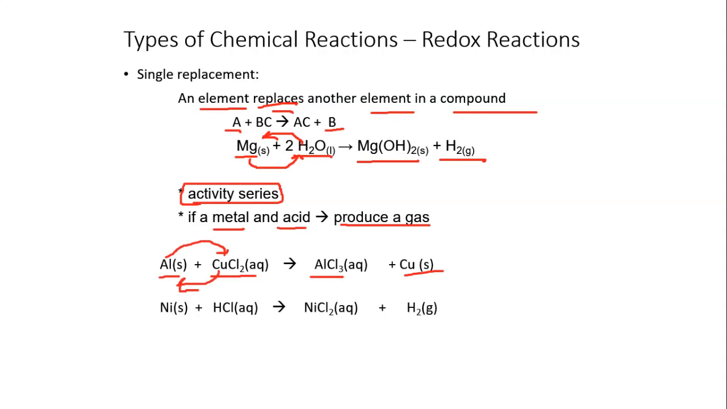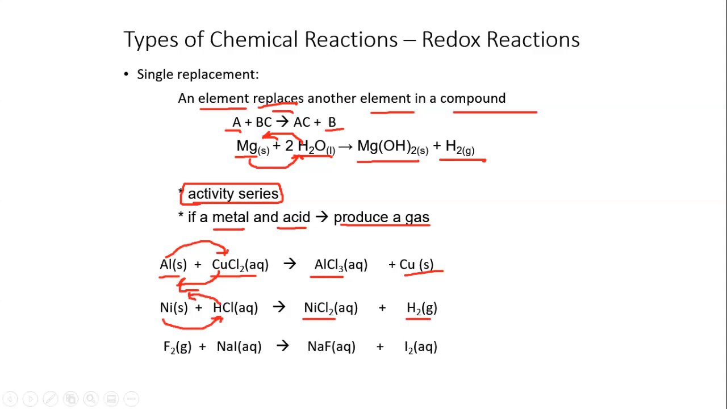Next, we take nickel and put it in hydrochloric acid. Nickel displaces the hydrogen, and the hydrogen leaves. We form nickel(II) chloride and H2. And this is because nickel is more active than hydrogen.